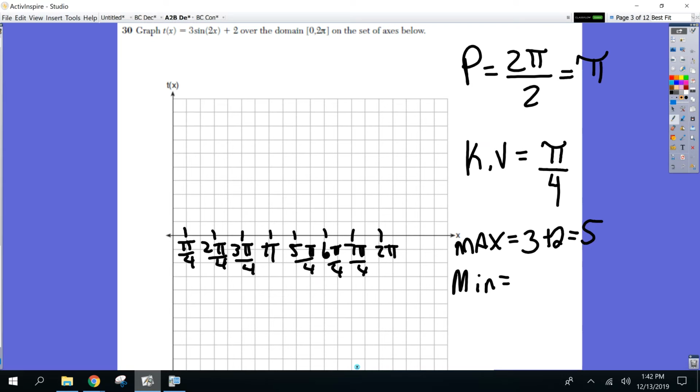Minimum. Before I did anything, what was my minimum? And then I added 2. What's my new minimum? There you go, everybody. So make sure you have a -1 on there and a 5. 1, 2, 3, 4, 5.